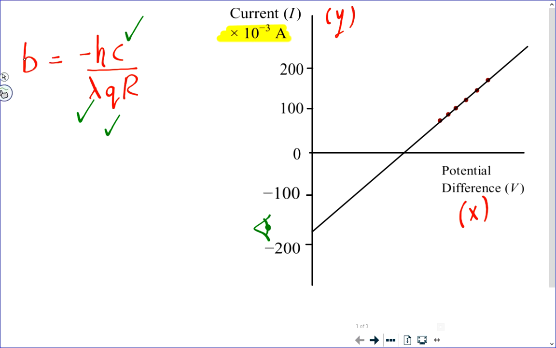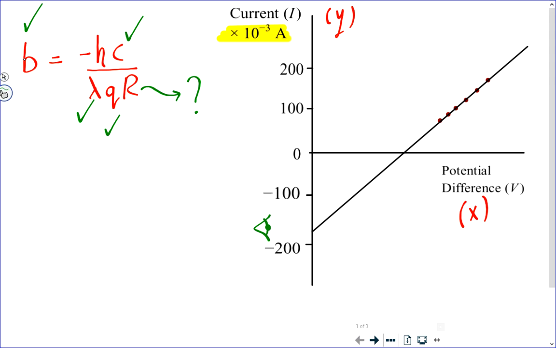Regardless, you take a look at the graph and you know your y-intercept. Do you know r? This is the last piece of the puzzle. If you know r, then you can put in r, c, q, lambda, and the y-intercept and calculate Planck's constant. You don't know r. So how can we find r?